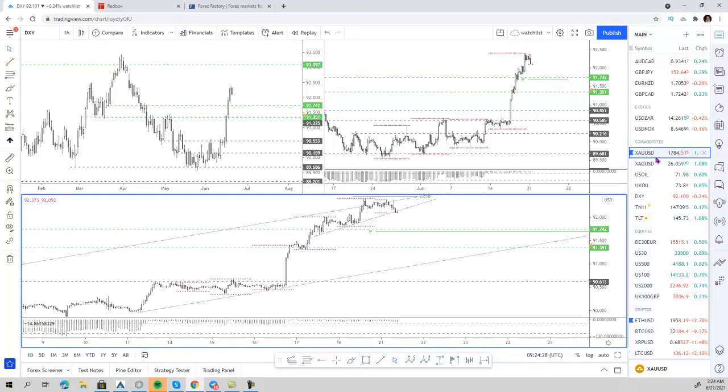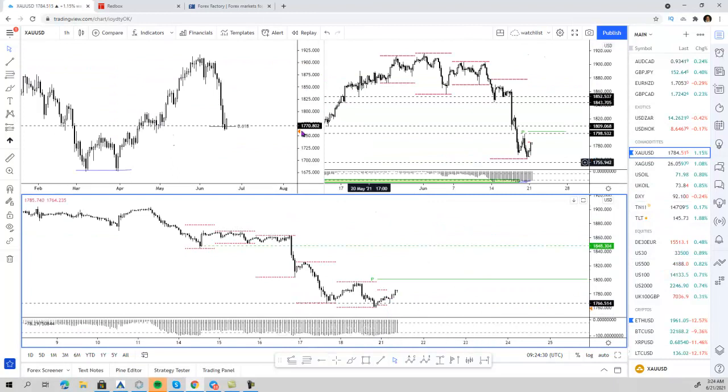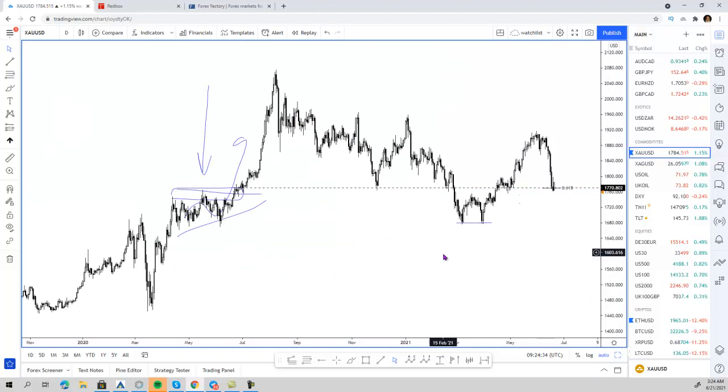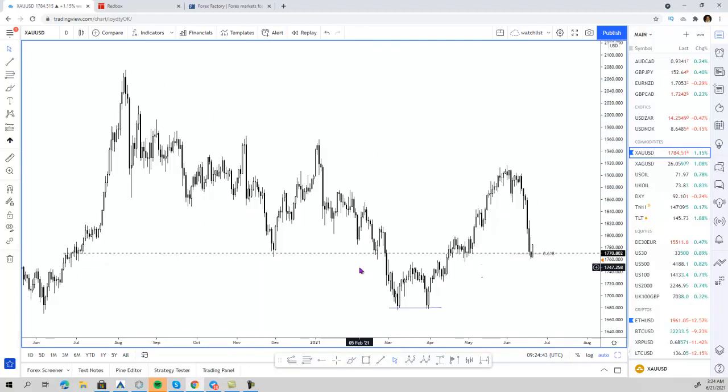Let's have a look at gold. Gold is looking pretty bullish from a long-term perspective. Let me explain what I'm saying here. This is a massive key level. 1770 is a massive key level for gold.